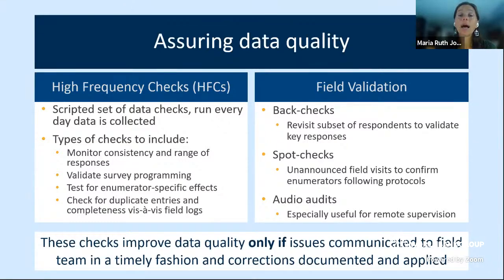Now, of course, those require an additional level of informed consent from respondents, but they can be quite a useful tool. But I think the point I really want to emphasize with all of these checks, right, is that they improve your data quality only if the issues that you catch in those are communicated to the field team in a timely fashion and corrections are documented and applied. So doing these in real time is critical, and communicating the outcomes of these checks in real time is essential to actually having them matter, right?